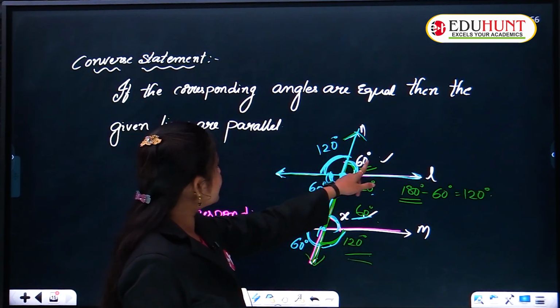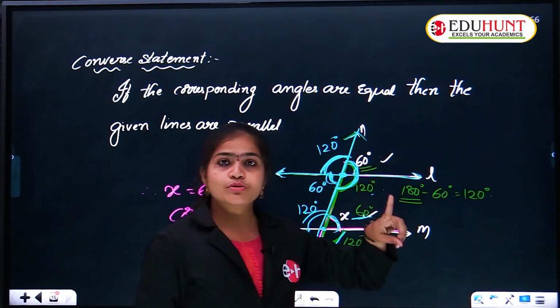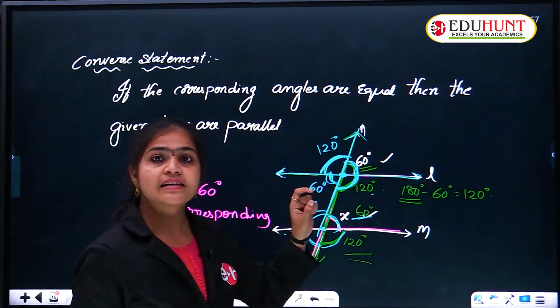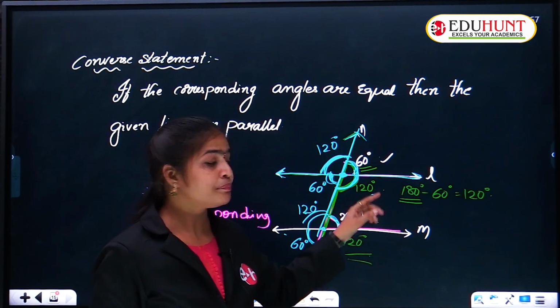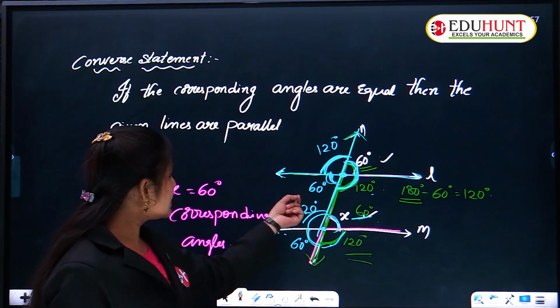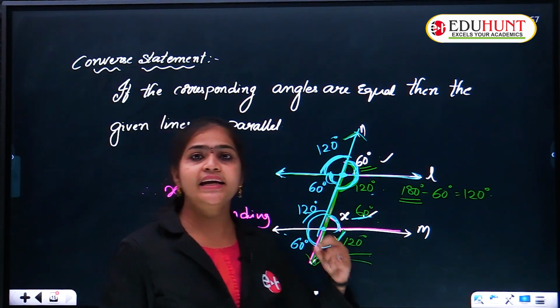So children, they gave only one angle. By using that one angle, how many angles did we learn here? How many angles did we get? The remaining 7 angles we got here. Now all 8 angles we know. Okay? This is the way of finding corresponding angles.